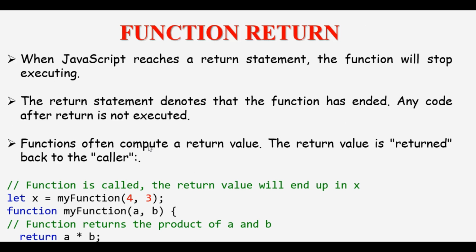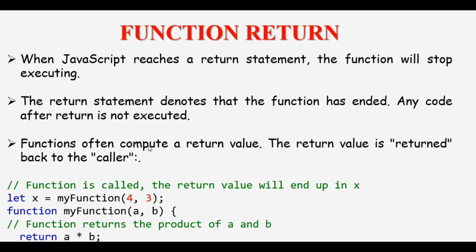So returning to when JavaScript reaches a return statement in your function's execution block, the function will stop executing. The return statement denotes that the function has ended. Any code after return is not executed. Functions often compute a return value. The return value is returned back to the caller, so wherever the function is called, the return value is returned back to the caller.